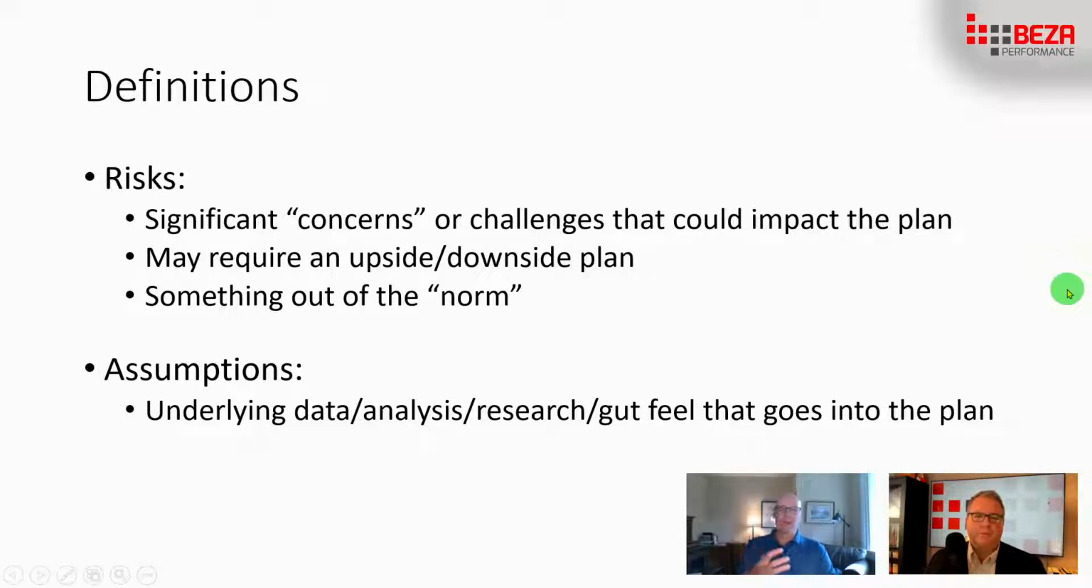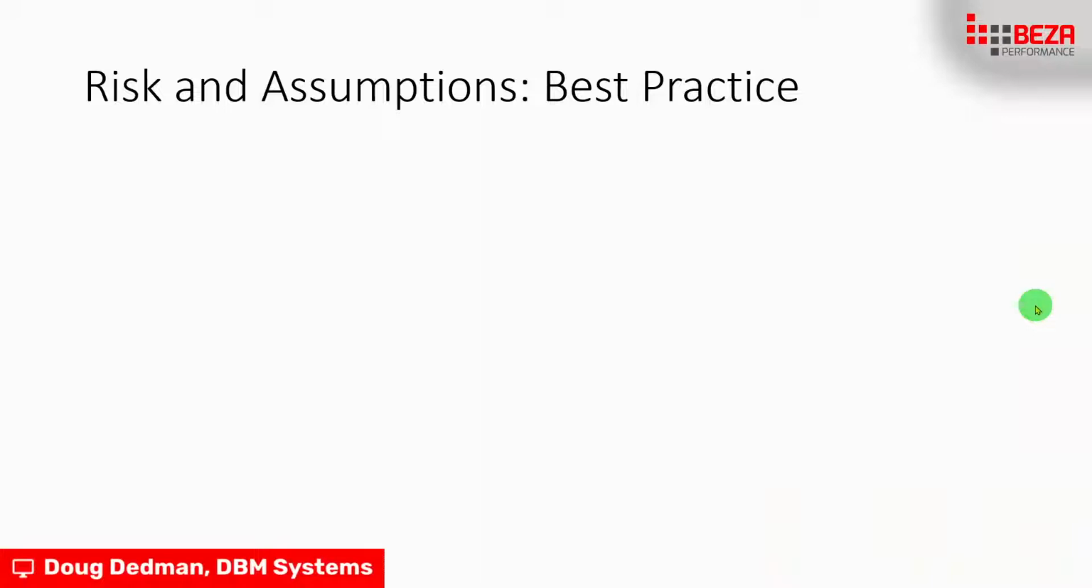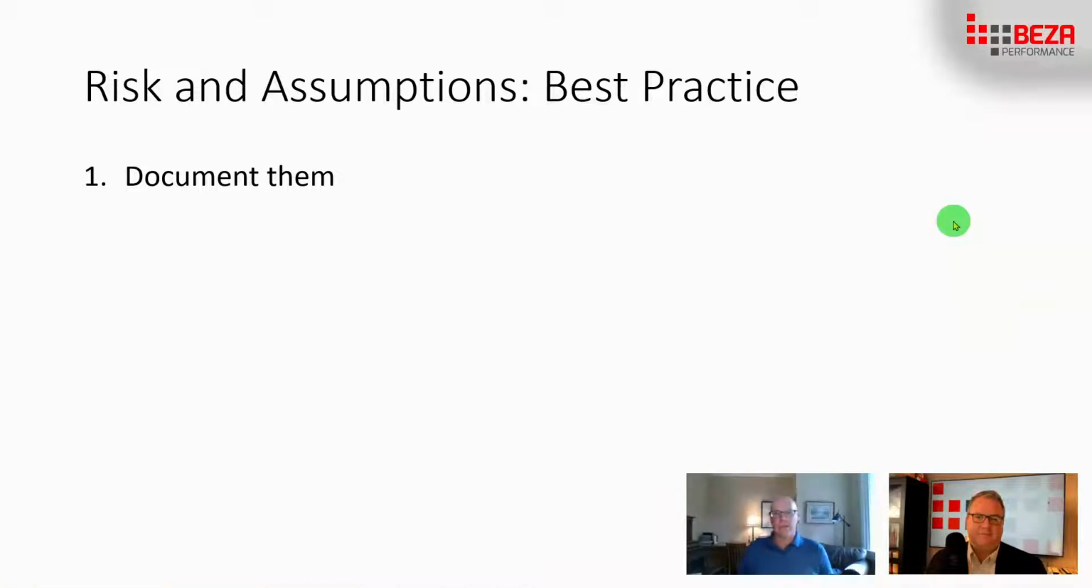So maybe what I can do is I have a series of things that I would call risk and assumptions best practice. This is not an exhaustive list, but I'll go through some of these, and then I'll give some examples of this so you can see it. You can call this Doug's best practice listing of risk and assumptions if you want a really long name for it. But the first one I would say is you want to document the risks and assumptions.